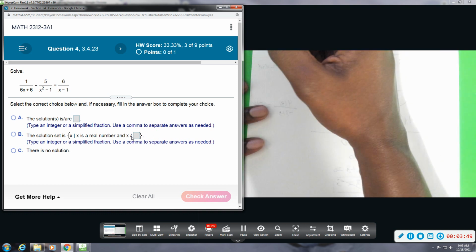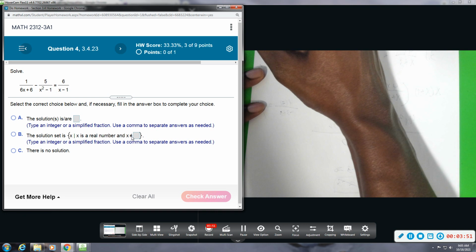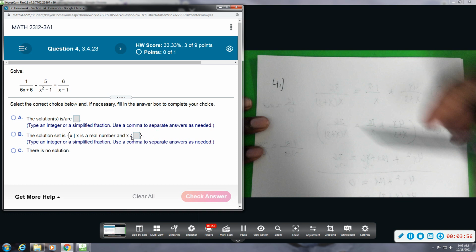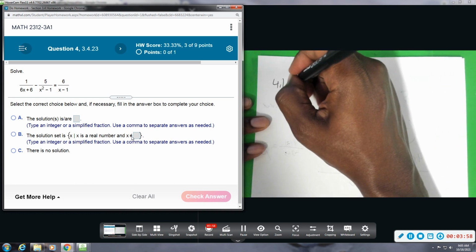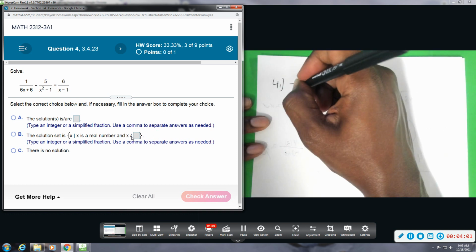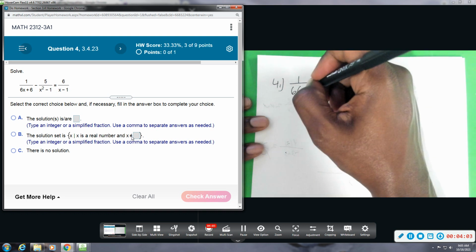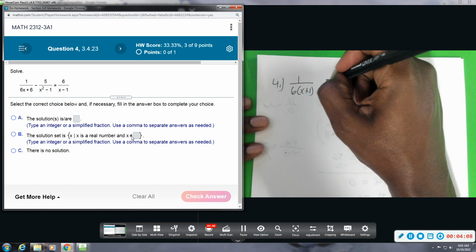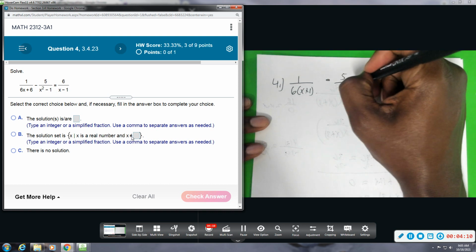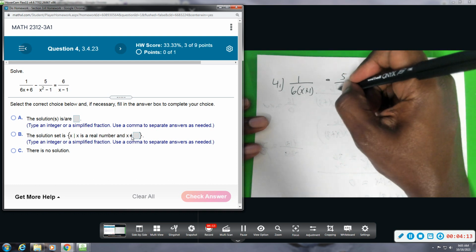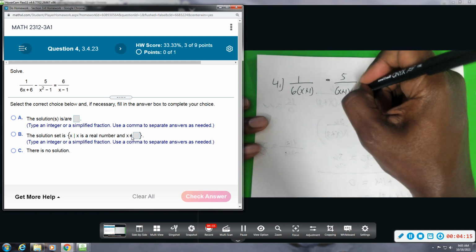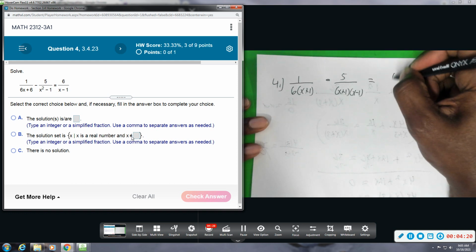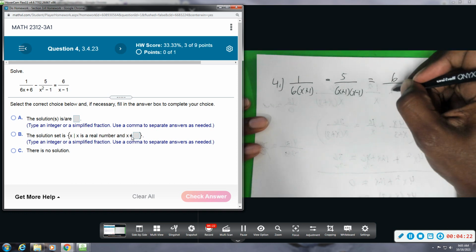All right, number 4. And it's another example. Number 4, we have 1 over, I'm going to factor out a 6 here. We're going to have 6 times x plus 1, minus 5. This is a difference of squares. I'm going to go ahead and factor this. This is x plus 1, x minus 1, and then that equals 6 over x minus 1.